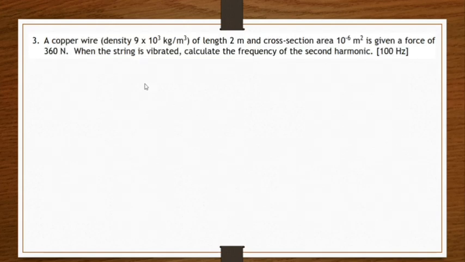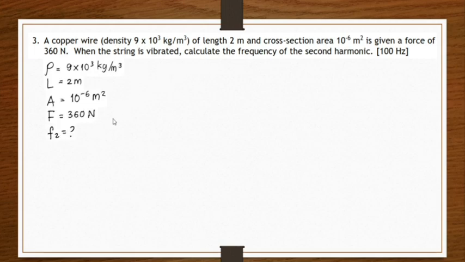Number three, a copper wire of given density of length 2 meters and cross-section area 10 to the minus 6 meters squared is given a force of 360 Newton. And when the string is vibrated, calculate the frequency of the second harmonic. Frequency of the second harmonic is equal to F2. So we can use this equation because we are given the rho. We use V equals the square root of F over rho times A.